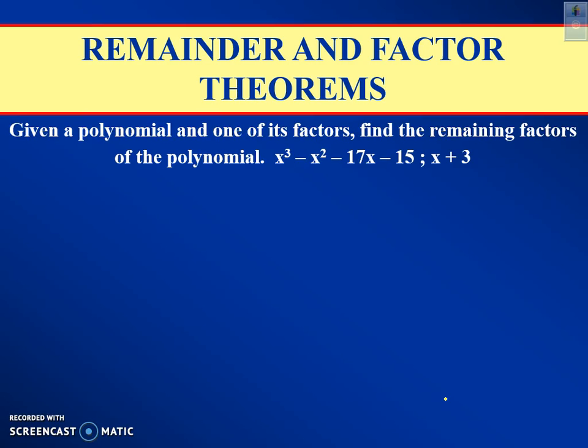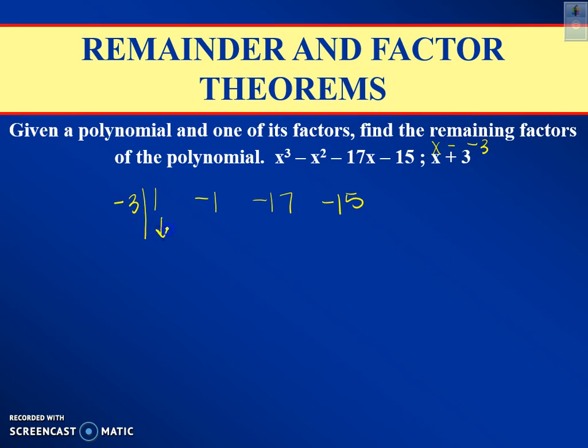Now, we are given a polynomial and one of its factors, and we are asked to find the remaining factors of the polynomial. So we start with all of our coefficients here. 1, negative 1, negative 17, and negative 15. Go ahead and bring those down. On the outside this time, we have an x plus 3 as our binomial, which means that the number should be a negative 3 on the outside, because this is x minus a negative 3.